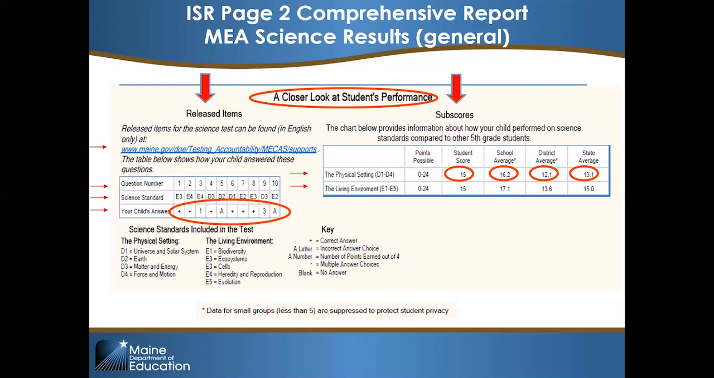Different science standards are assessed on different grade levels, 5, 8, and high school. If there is an asterisk in the data boxes, that is because the number is fewer than 5 students, and rules state that data for small groups are suppressed to protect student privacy.